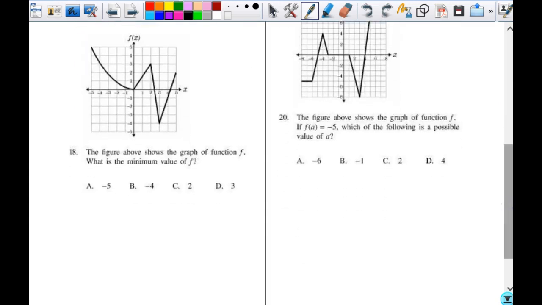Alrighty, number 18. The figure above shows the graph of the function f. What is the minimum value of f? Minimum value. So my minimum here, absolute minimum would be right there. Remember, the minimum value is the y value, so that is a negative 4. The fact that it's at 3 doesn't mean anything. So the answer is B.